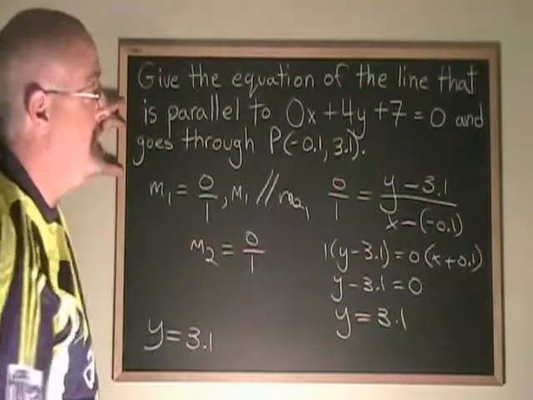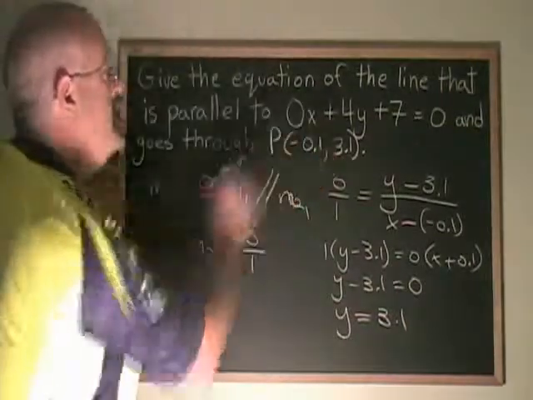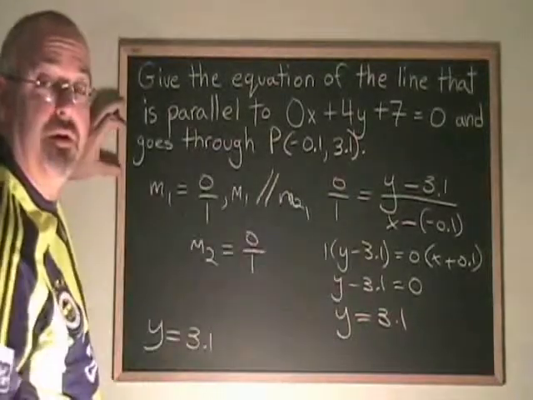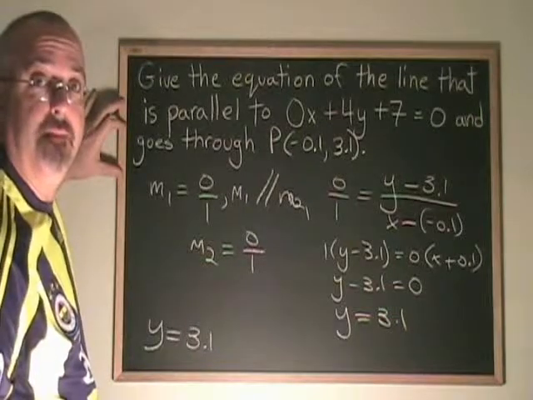the same answer that I knew I was going to get from the beginning. This gives me the equation of the line that is parallel to this one and goes through this point, but it also allows me to show a justification, a proof that this is really the equation that I was looking for.